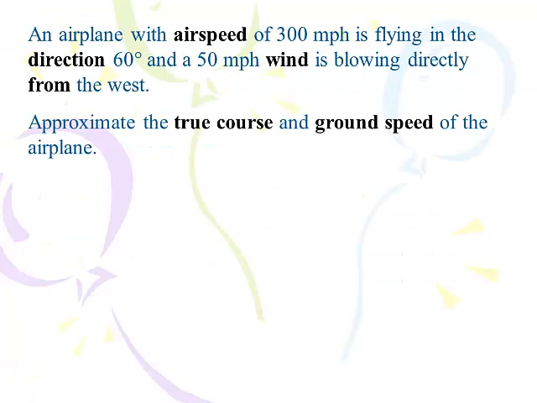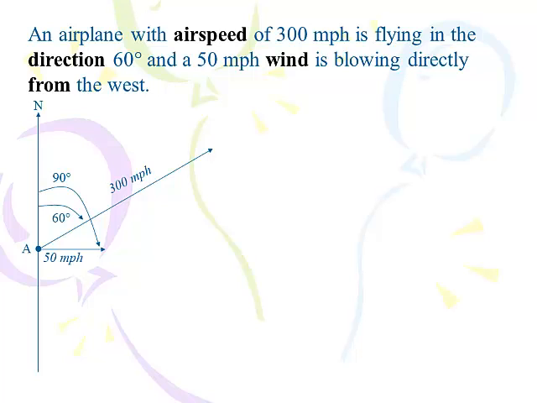So here's our first problem. An airplane with an airspeed of 300 miles an hour is flying in the direction of 60 degrees and a 50-mile-an-hour wind is blowing directly from the west. Approximate the true course and ground speed of the plane. Quite often we'll say that the wind is blowing directly from a direction, in this case from the west. So in airliner talk, that would be 90 degrees because these angles are measured from the north.